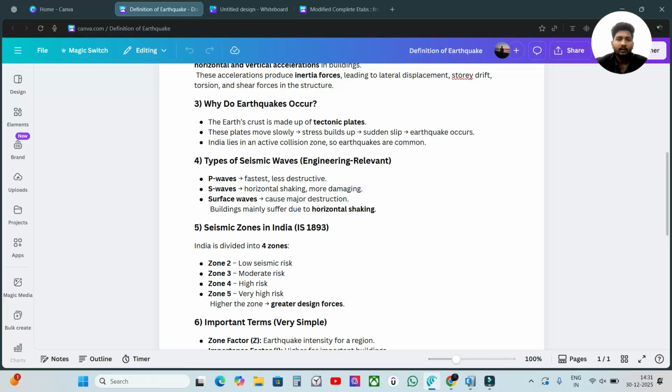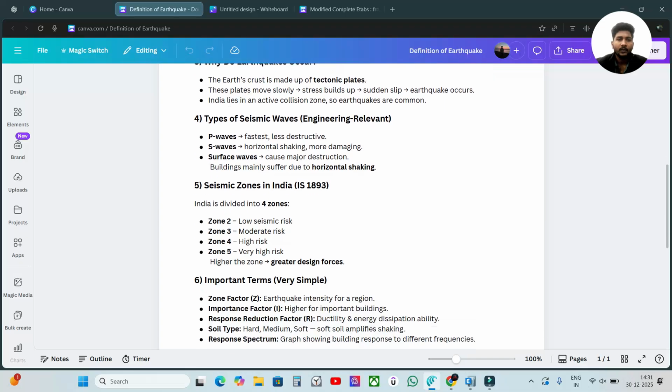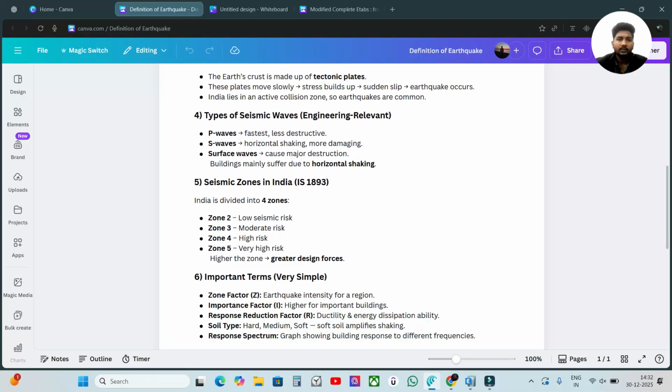Basically, in India, there are 4 zones, right? Zone 2, Zone 3, Zone 4, and Zone 5. Zone 5 is the highest earthquake zone. The types of seismic waves relevant to engineering are the P waves, S waves, and surface waves. P waves are the fastest, less destructive. S waves are the horizontal shaking, more damaging, and the surface waves cause the major destruction. Buildings mainly suffer due to the horizontal shaking.